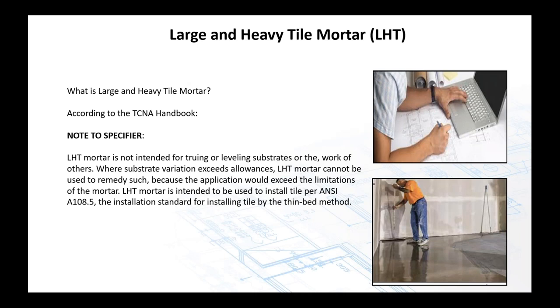So this is an important note in the TCNA handbook that should stay. It says LHT is not intended for leveling of substrates or the work of others. Where substrate variation exceeds allowances, in the case of greater than 15 inch tile on one edge, that would be 1/8 of an inch in 10 feet, LHT mortar cannot be used to remedy such because the application would exceed the limitations of the mortar. LHT mortar is intended to be used to install tile per ANSI 108.5, the installation standard for installing tile by thin bed method.